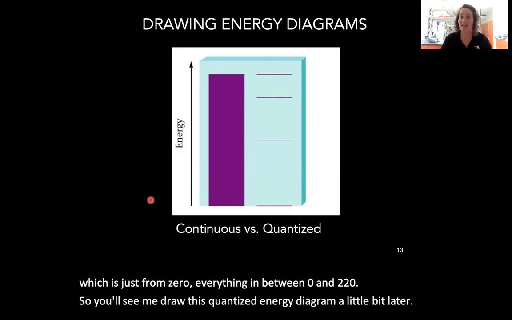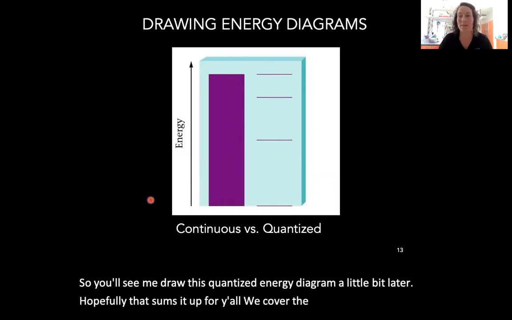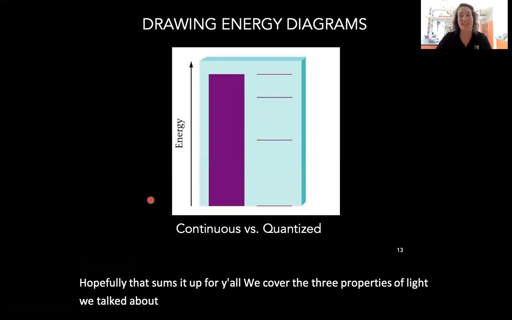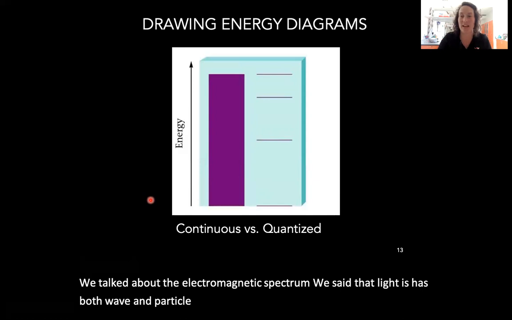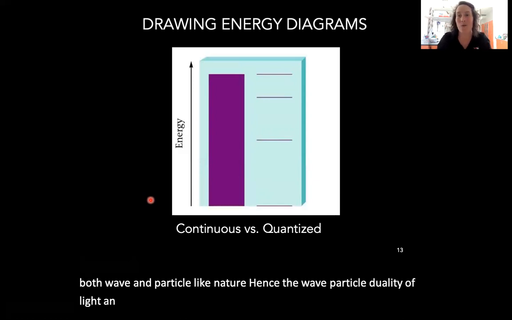Hopefully that sums it up for y'all. We covered the three properties of light. We talked about the electromagnetic spectrum. We said that light has both wave and particle-like nature, hence the wave-particle duality of light. And I explained that light is quantized.